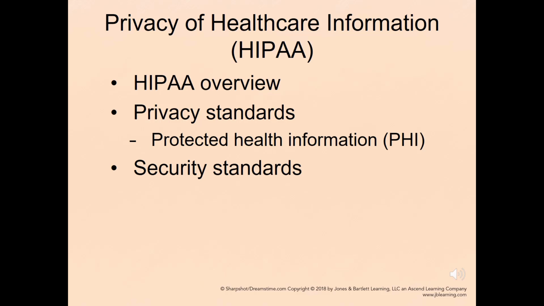The HIPAA privacy standards were designed to accomplish 3 broad objectives: define and limit the circumstances in which entities that are subject to the standards, covered entities, may use and disclose protected health information, establish certain individual rights regarding protected health information, and require covered entities to adopt administrative safeguards to protect the confidentiality and privacy of protected health information.